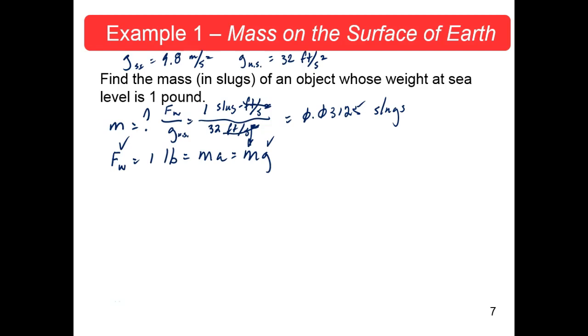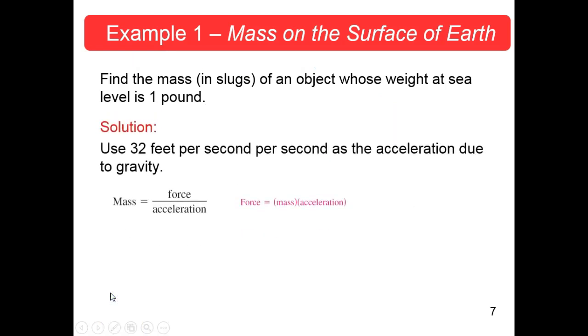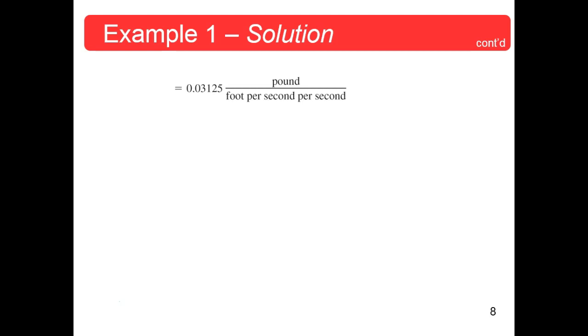All right. Let's clear this out of the way, and we'll see how they did it. Use 32 feet per second squared as a shorthand for the acceleration due to gravity. The mass is then the weight divided by the acceleration due to gravity. 1 pound divided by 32 feet per second squared. That's a lot easier than writing feet per second. And that gives you 0.03125 slugs. There I would write slug, even though no one uses it.